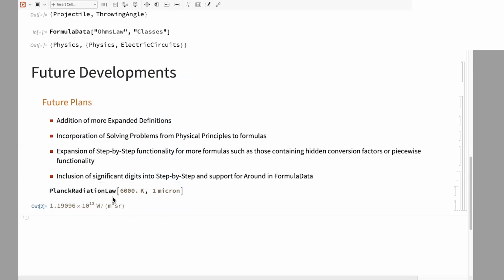This function has been part of the Wolfram language for a while now. I forget when I introduced it. Looks like version 10. But it lets you calculate the spectral radiance for different wavelengths and frequencies, as well as a few other properties such as what the peak wavelength is and spectral plots and so forth.